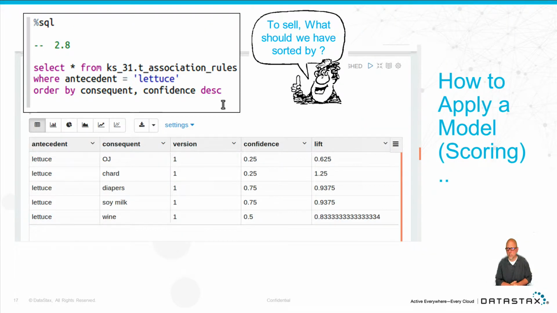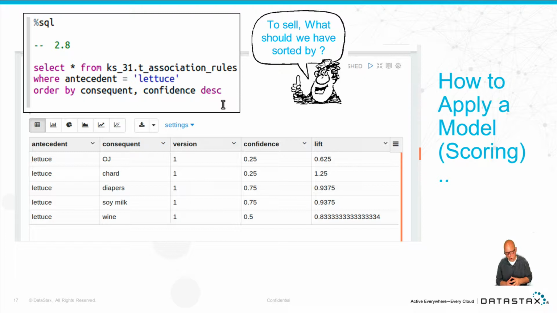I talked about this a little bit earlier. After you had built the model, somebody's on your website and they're like, okay, I want to buy some lettuce. And you want to come back and say, well, you got lettuce, you really should get something else. And I threw this select statement up before I thought about, well, okay, obviously we're going to apply this. So we had sorted by consequent and then confidence, but really what we should have sorted by was first lift, the highest lift.